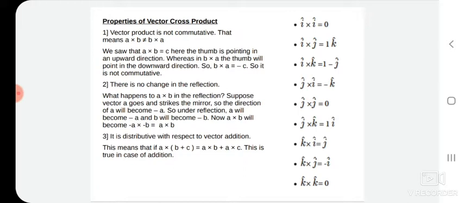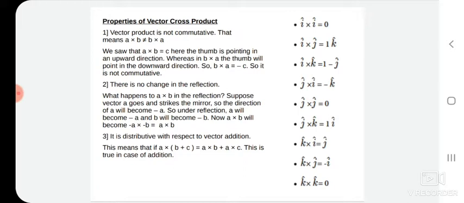In the last lecture, we discussed the scalar dot product and their numericals. Today, we are going to extend that topic and solve some numericals related to the vector cross product. Before that, we must first understand some properties of the vector cross product. Then we can solve some numericals related to the vector cross product.